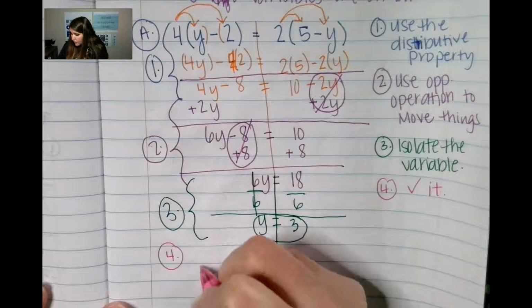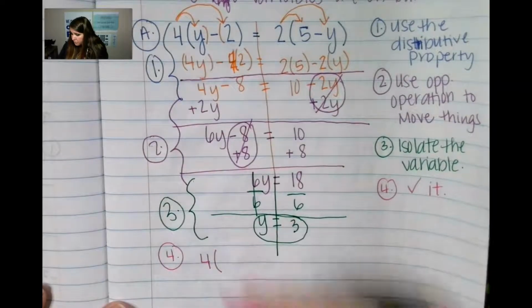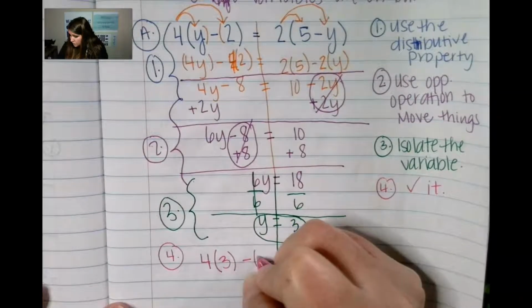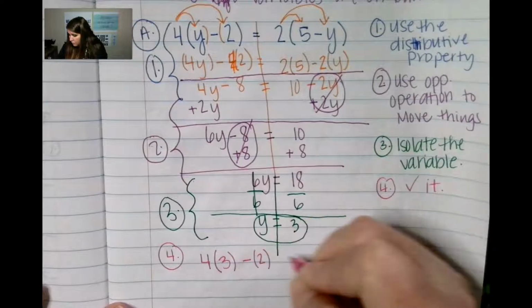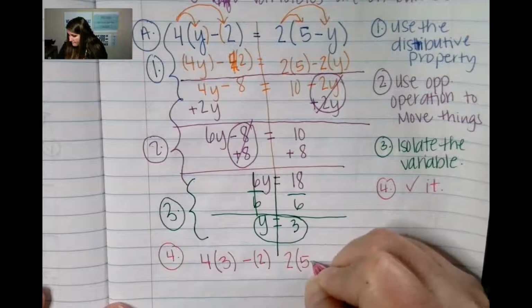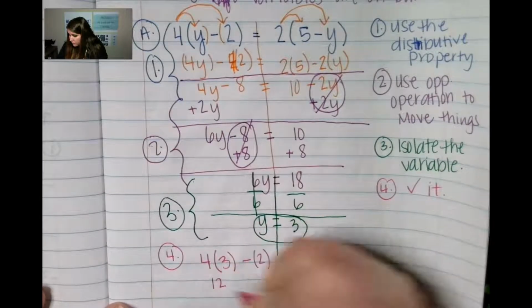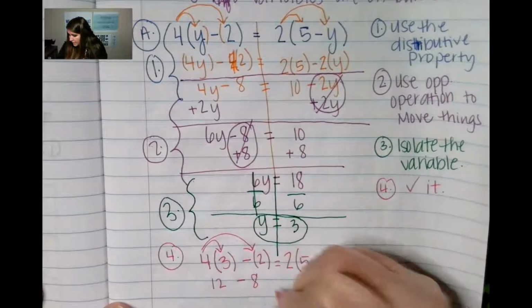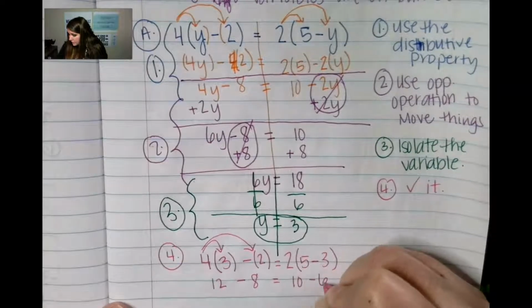All right, so we have 4y, which is now 3, minus 2. Remember, that was distributive property there, so this should have a 4 in front of it. And then here, it's 5 minus 3. Again, distributive property. So this is 12, and this is minus 8. This is 10, and that is 6.